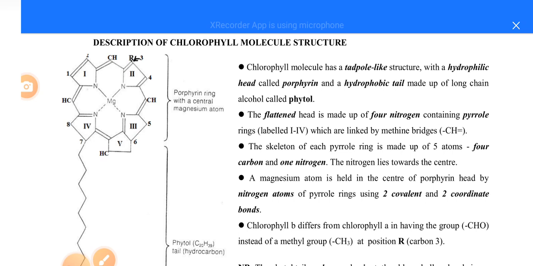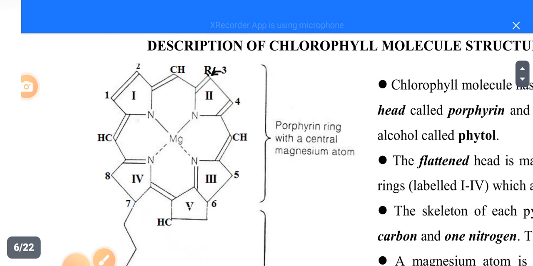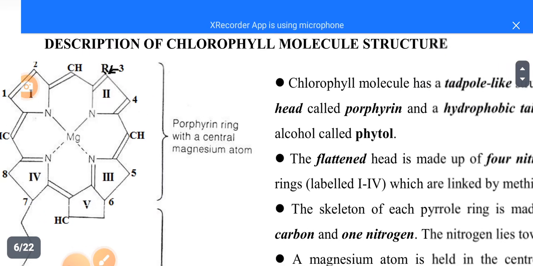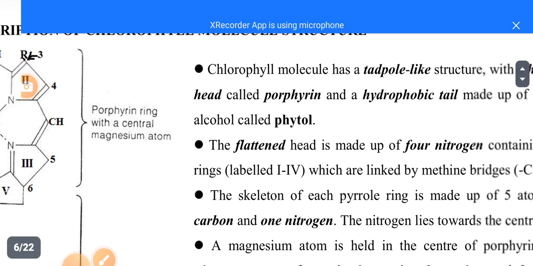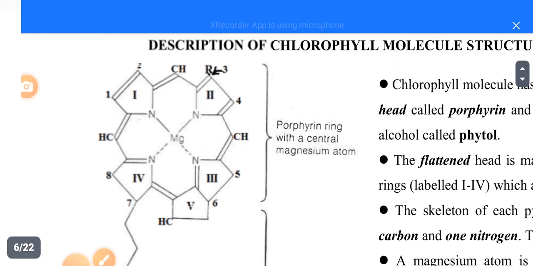Now from there we are saying that the flattened head is made up of 4 nitrogen containing pyrrole rings, linked by the methine bridges. When you look at this structure, here they are saying that the flattened head is made up of 4 nitrogen containing pyrrole rings, which are linked by the methine bridges. These ones.